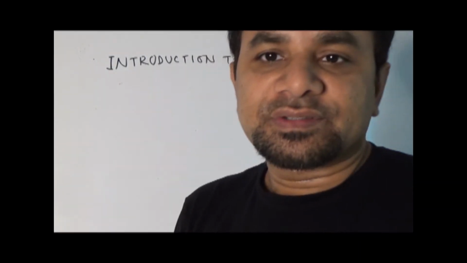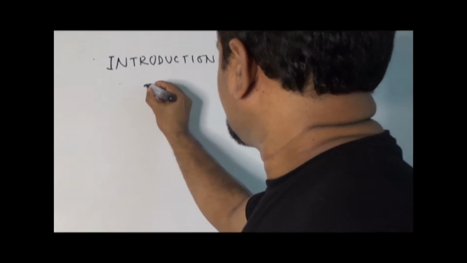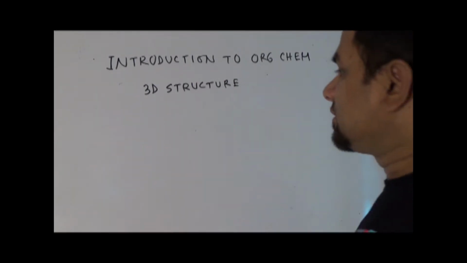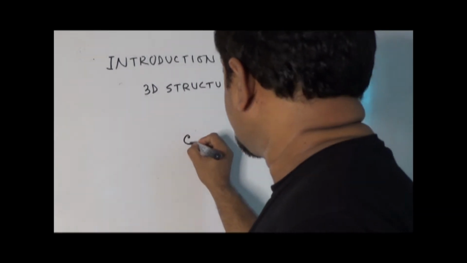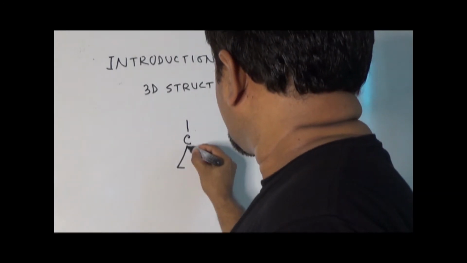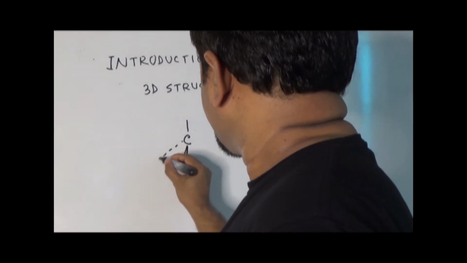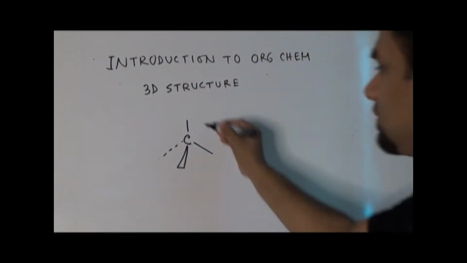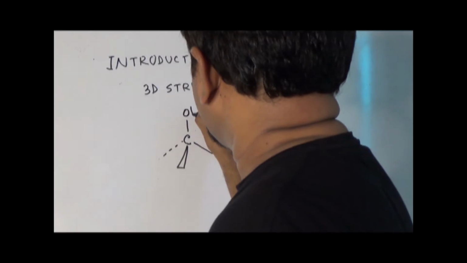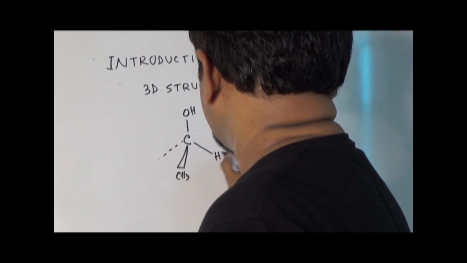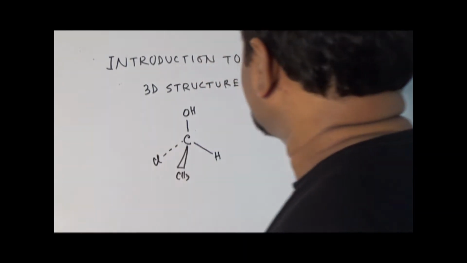Now I want to discuss the 3D structure of organic molecules. For the 3D structure, there are 3 different types of line here. The first one is the normal line. Then there is the wedge shape, and the broken line. This is the normal line. If you see here OH, we can put here CH3 or anything, H, chlorine.